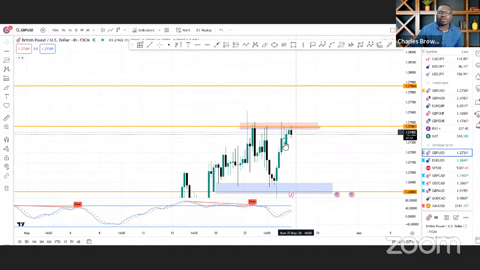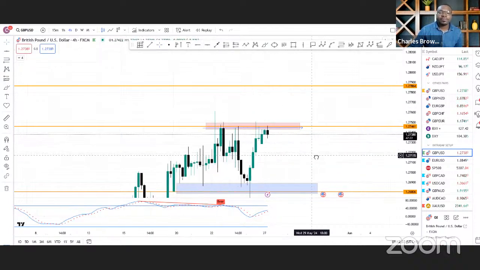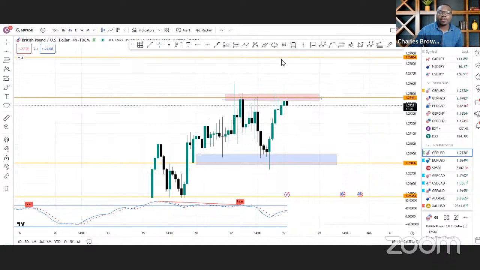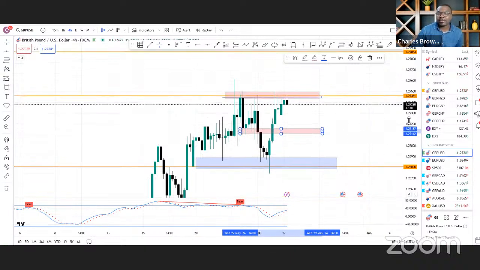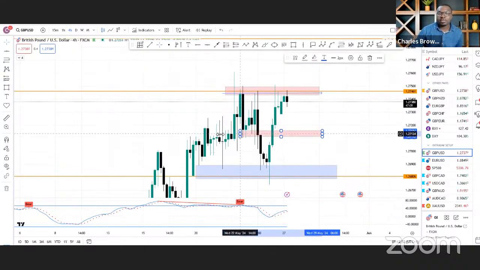1.27500 psychological level. And all we need to see is that the market breaks above there, or it pulls back here and then rejects. So on the 4-hour time frame, you want to be able to see where price action has left us opportunity for a pullback. And that's what we're looking at, that area there.